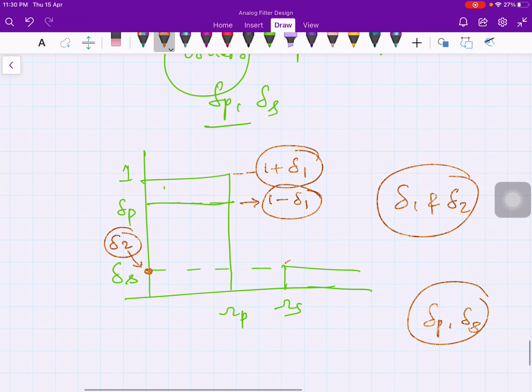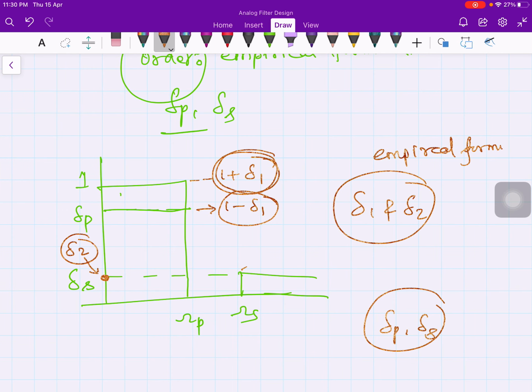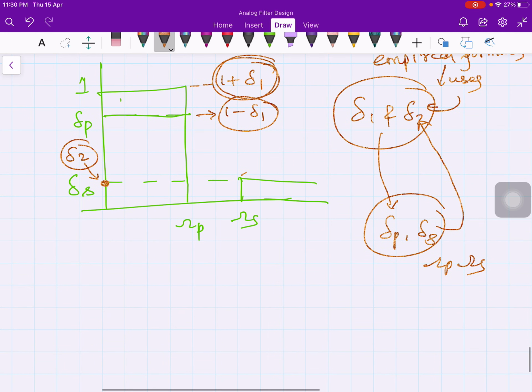So these people at Bell Labs used these notations, and the empirical formulas that they derived use delta 1 and delta 2. But till now, whatever we have studied, we used delta P, delta S, omega P and omega S. Therefore, we need to know how to go from delta P, delta S to delta 1, delta 2, or from delta 1, delta 2 to delta P, delta S. One should know how to convert from one notation to another. Converting from one spec to another is not a problem.